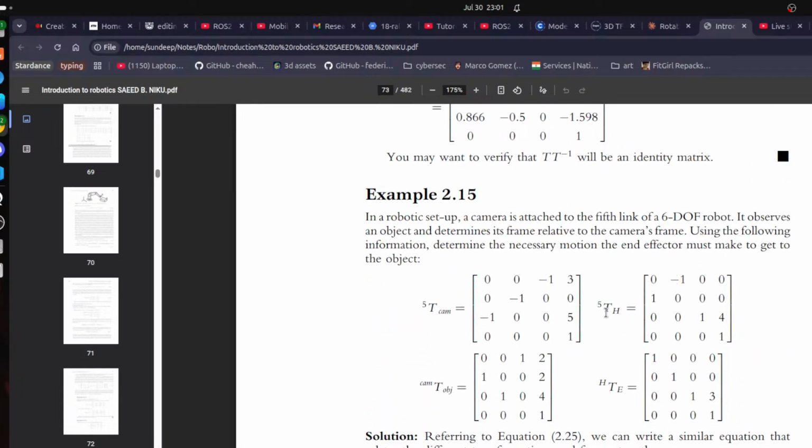In a robotic setup, a camera is attached to the fifth link of a 6 DOF robot. It observes an object and determines its frame relative to the camera's frame.